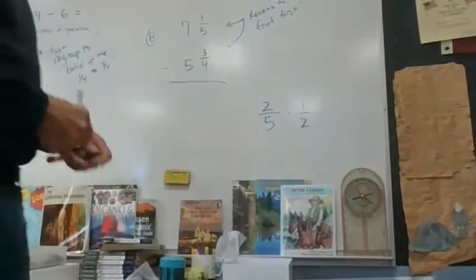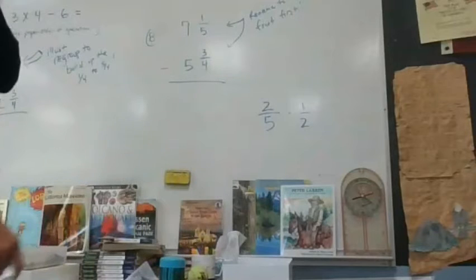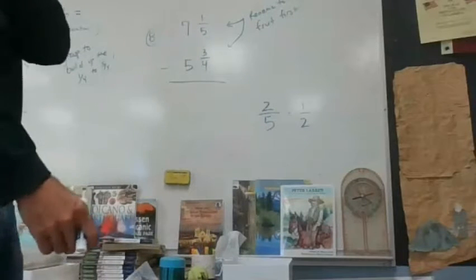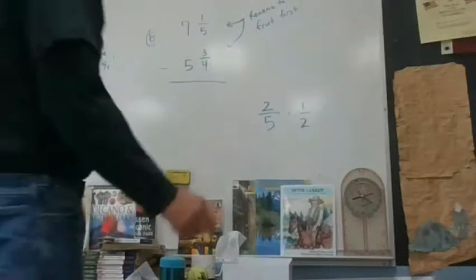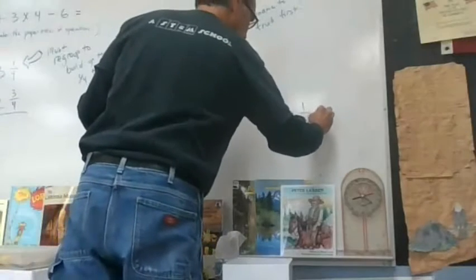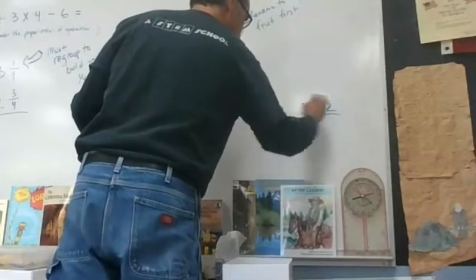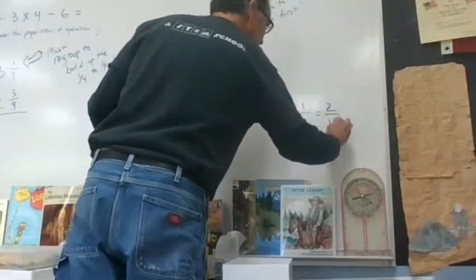2/5 of a half. It's a little trickier. We'd have to cut a half into fifths and then take 2 of them, and ask ourselves, what is that of the whole? Same rule applies though. Just multiply numerators, 2 times 1, and denominators, 5 times 2, is 2/10.